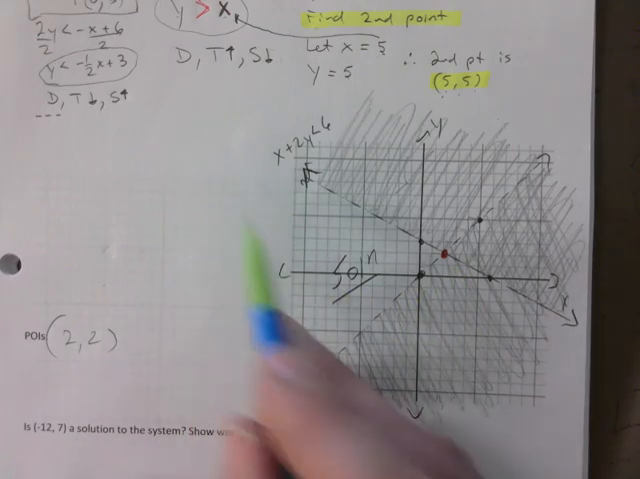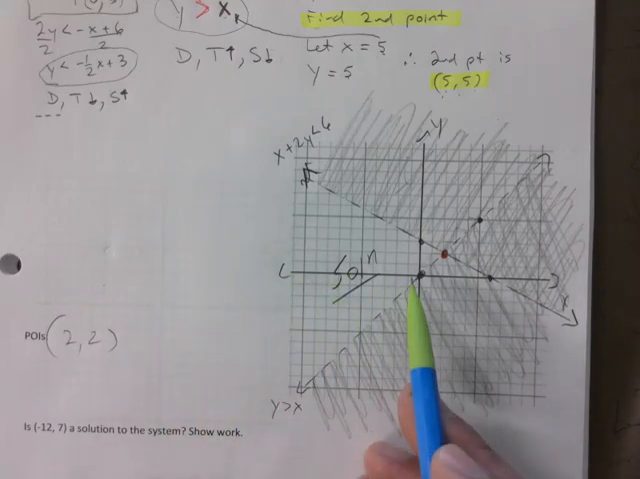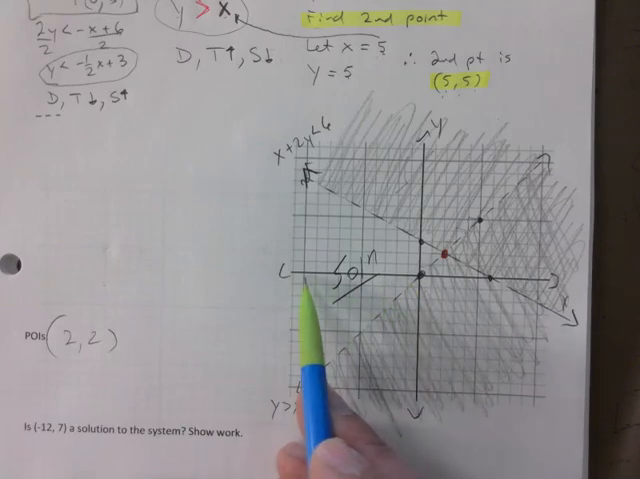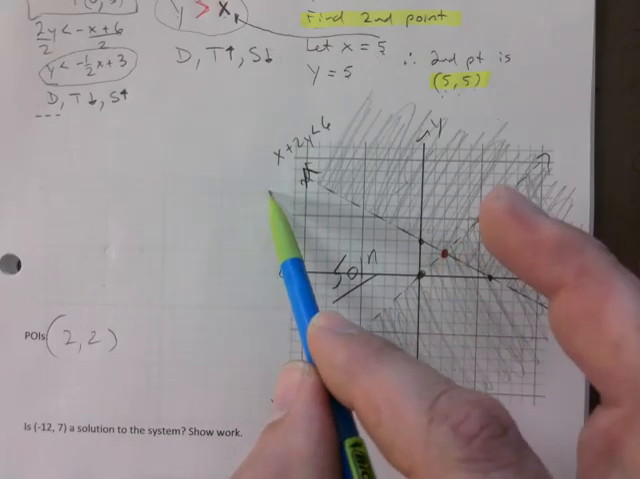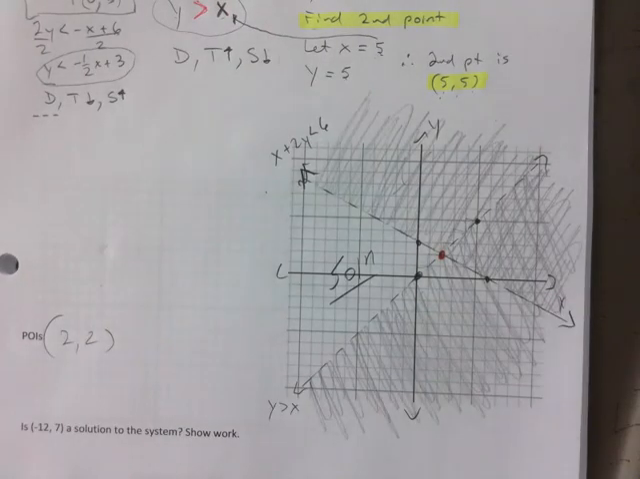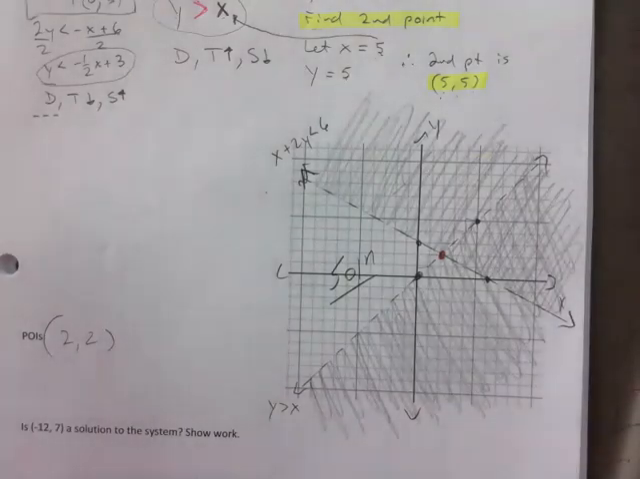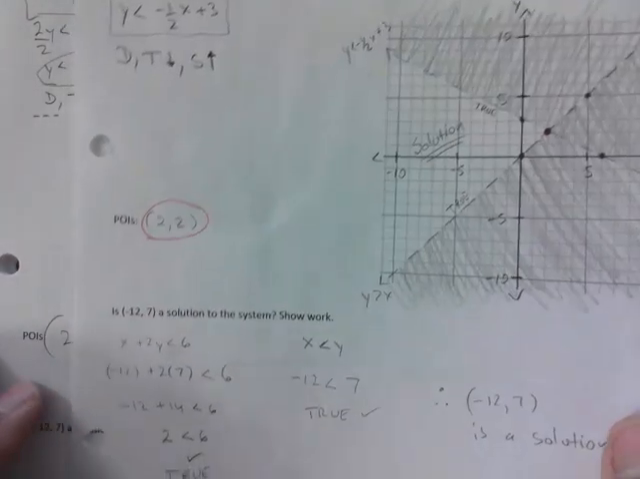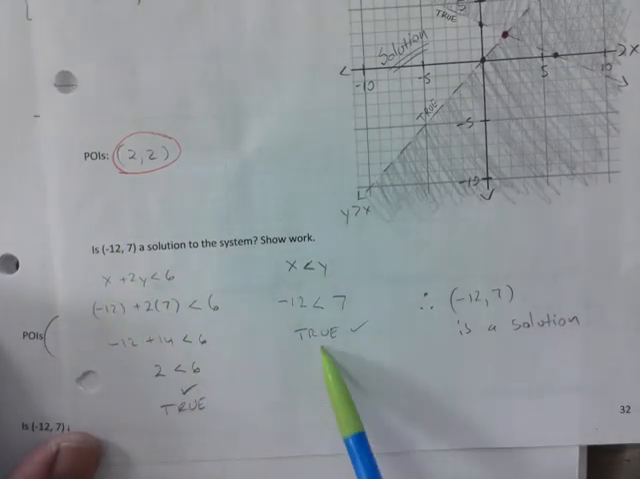Is negative 12, 7 going to be a solution, you think? I think visually we can tell yes. Right? Negative 12, this is 10, this is 12. 7 is right there. I can tell that that's going to be part of my solution. So I'm not going to show you right now how to do it. That's for you to try. My key, I'm just going to show you the key. Both of them end up being true. I plug this point into the first inequality, the second inequality. Both of them turn out to be true, so it is a solution to the system.